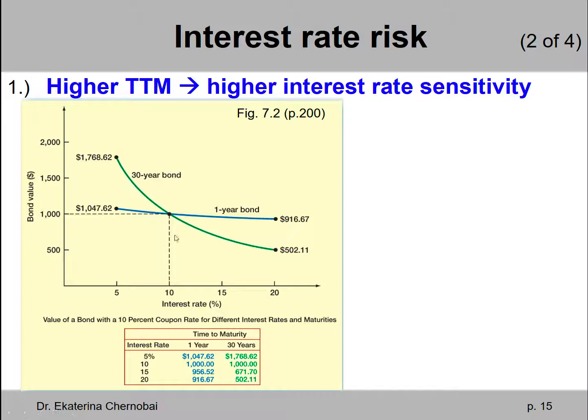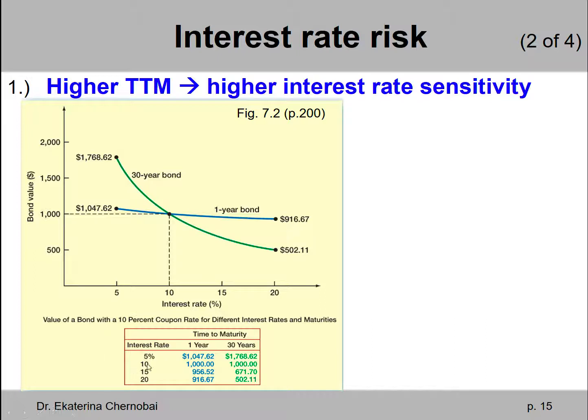Now, why are there two lines? Why not one? Because we are comparing two bonds. The green line is a downward sloping line for a bond that has 30 years left to maturity. It's a 30-year bond. The blue line, which is a lot less steep, is for a different bond, which has only 1 year left to maturity. So it's kind of a very long-term bond and a very short-term bond. What do we see going on here?